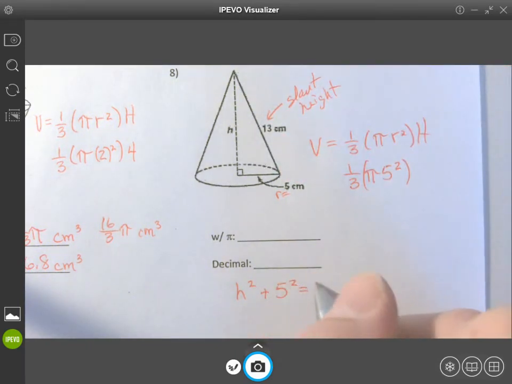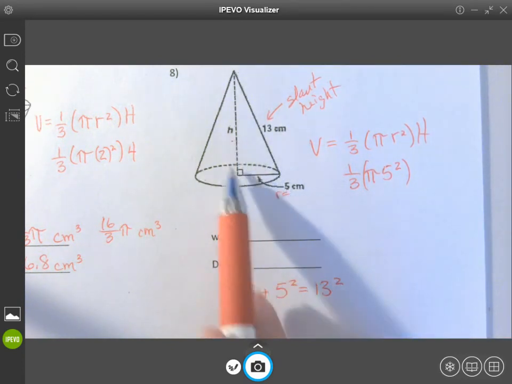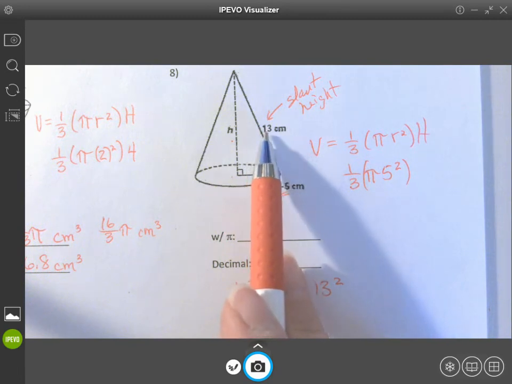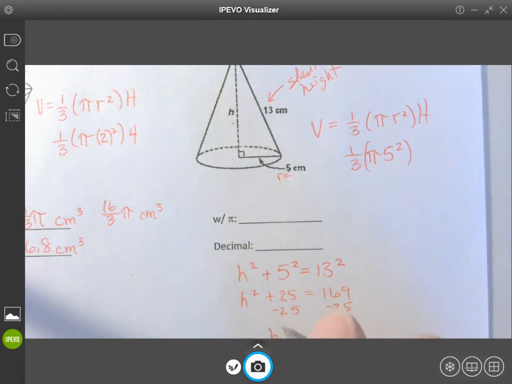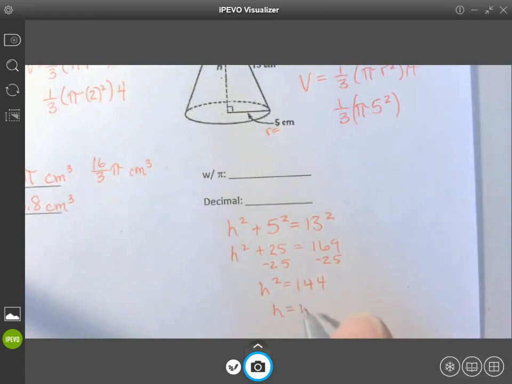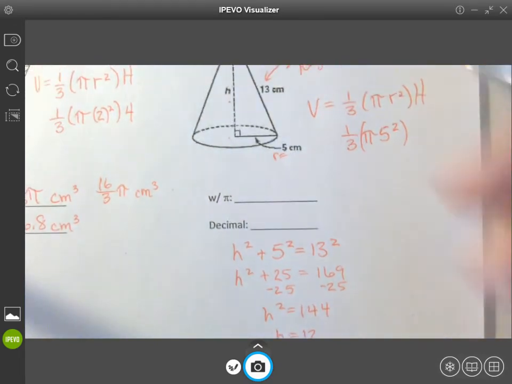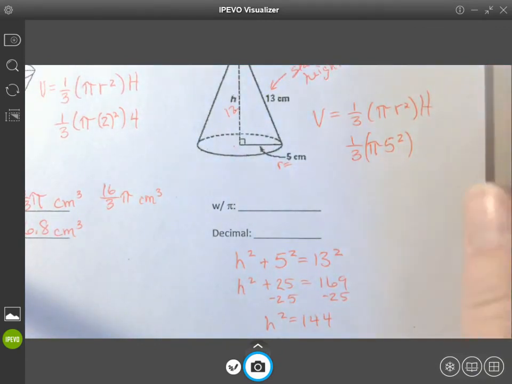5 squared equals 13 squared. I can't stress this enough. It's the leg squared plus the leg squared off the 90 degrees, and the hypotenuse is what it equals. So you have to be careful with that. All right, so that's 25, and that's 169. Subtract 25. What do we get? 144. Yeah. All right, so what does h equal? 12. And that's reasonable. Your height should always be less than your slant height because the hypotenuse is the longest.